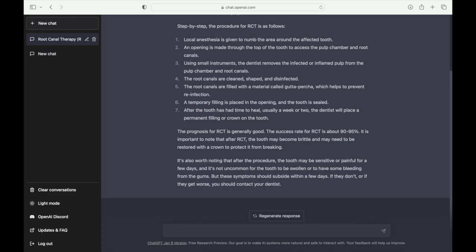It's also worth noting that after the procedure, the tooth may be sensitive or painful for a few days, and it's not uncommon for the tooth to be swollen or to have some bleeding from the gums. But these symptoms should subside within a few days. If they don't, or if they get worse, you should contact your dentist. Those last 2 paragraphs were very succinct and well written.